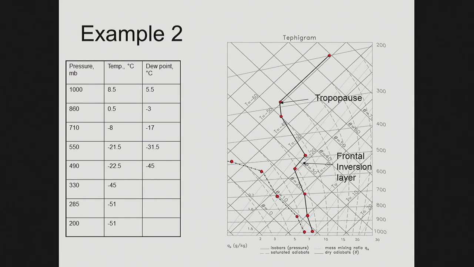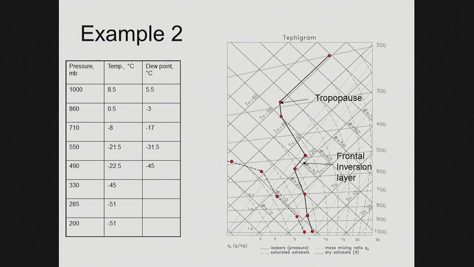and in this case I've plotted this as a frontal inversion layer. If you get these inversion layers in the mid-troposphere, they're nearly always caused by fronts of some kind. So that's what I've plotted there. Obviously it doesn't tell you what kind of front it is, it just says it's a front.